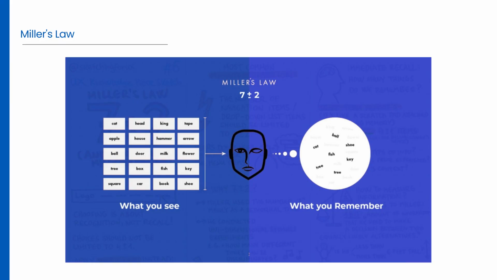Miller's Law states that users can effectively retain only about 7 plus or minus 2 items in their working memory at a time. In UX design, information should therefore be grouped into smaller, manageable chunks to reduce cognitive load. This helps users process information more easily and improves overall usability and decision-making. There are a few examples that will help us understand better.